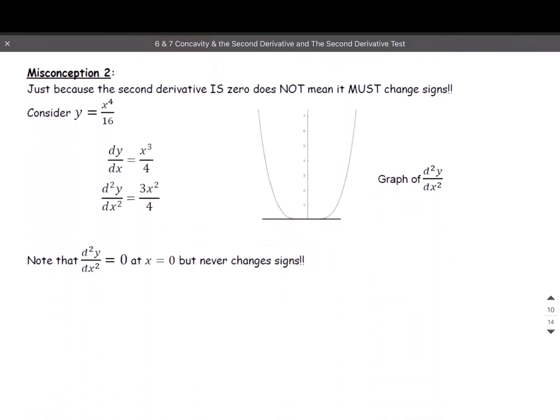Second misconception is just because the second derivative is 0 does not mean it must change sign. And this is something that kids get caught on all the time. I don't know why. You guys don't do it with maxes and mins, but so often kids will just tell me, well, the second derivative is 0, so therefore I have a point of inflection. No. Right here, we have an example where the second derivative is 0 at 0, but that second derivative never changes sign. It is not a point of inflection of the original function. Be really careful that the second derivative must change signs.